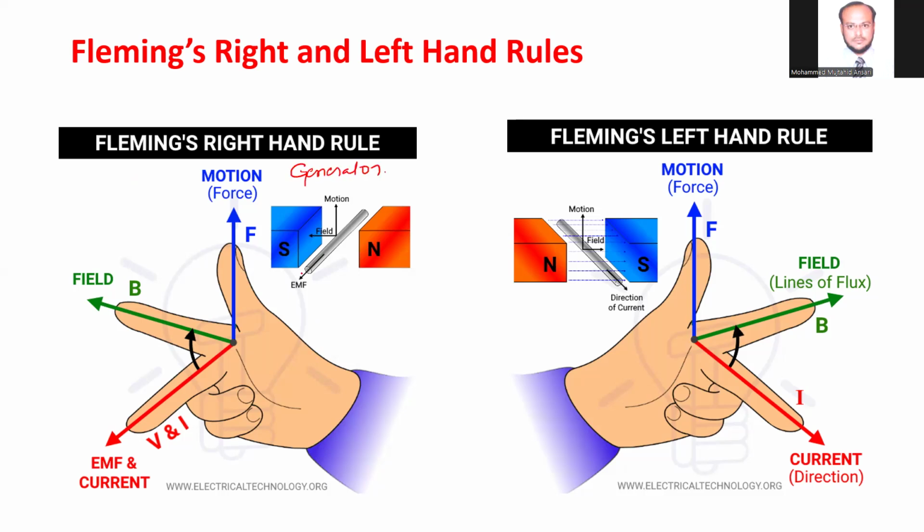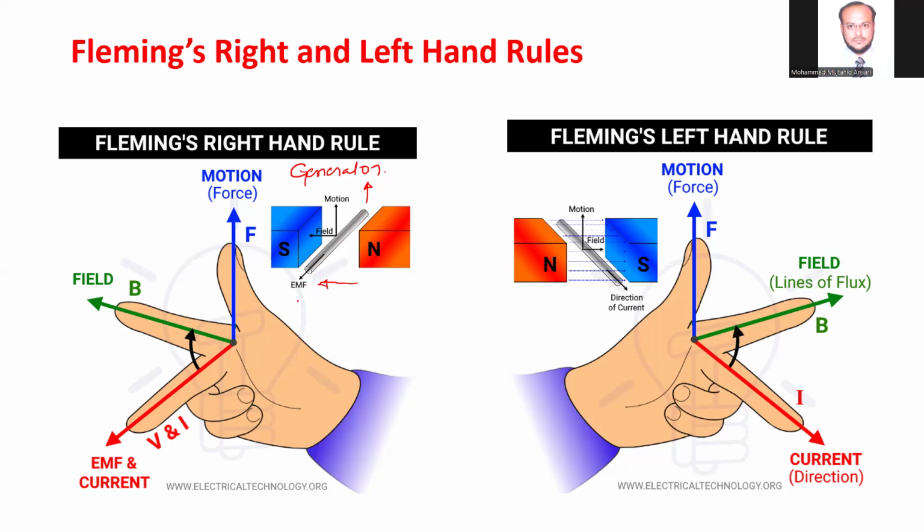This is the permanent magnet. This is the north pole and this is the south pole. The magnetic flux always initiates from north and terminates toward the south. So this is the direction of magnetic flux. So your first finger shows the direction of magnetic flux. We are moving the conductor by some means, or it might be by hand, in the upward direction. So this is the direction of force. So the EMF induced in the conductor, or the direction of current, is in this way. So this is the direction of current.